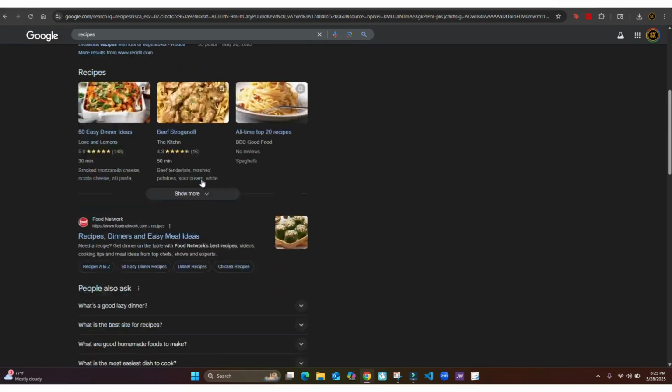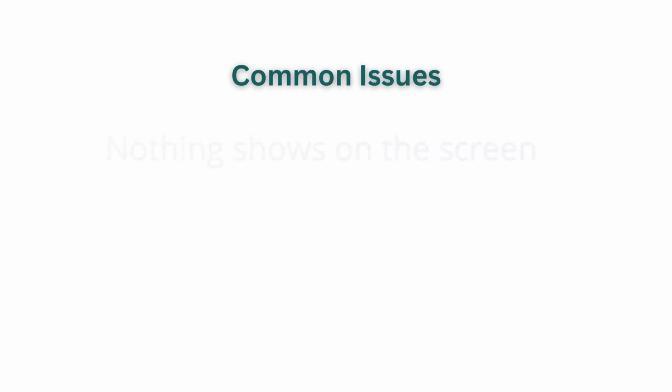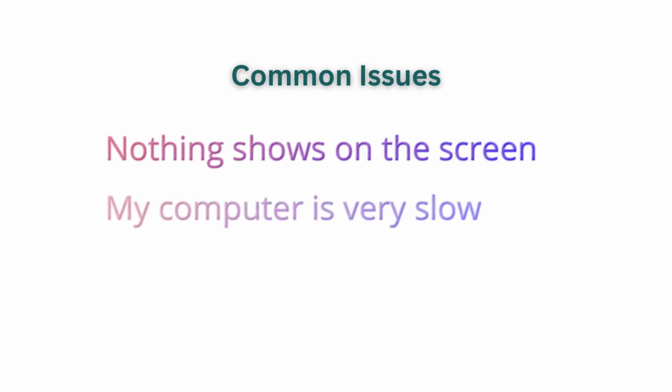Now, let's go over a few common issues and how to solve them. Problem 1. Nothing shows on the screen. Make sure the monitor is turned on and the cables are plugged in. Problem 2. My computer is very slow. Try restarting it. Don't open too many programs at once.